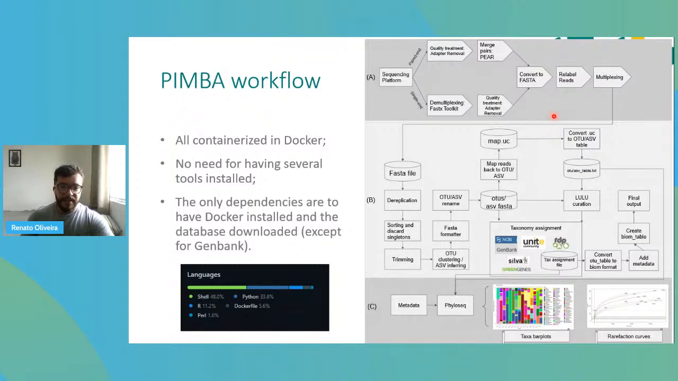The only dependency is that you need to have Docker installed in your computer and the reference database downloaded, except for the GenBank database, which is a gigantic database, and we implemented PIMBA to work remotely to access GenBank. Here I show the languages and technologies that we have in PIMBA. We have some bash scripts, Python, R, Perl, and the Docker files.